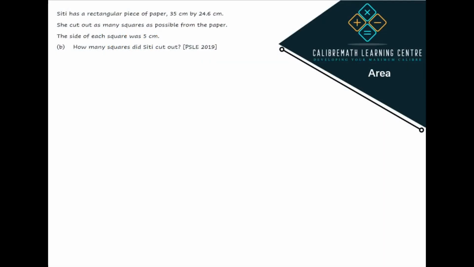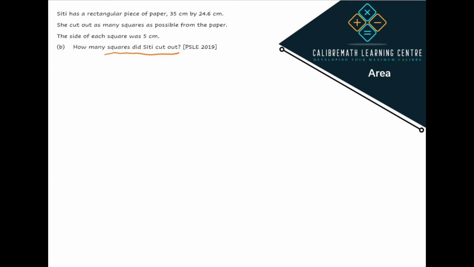Looking at another common mistake that students make for the topic of area. This question appeared in the PSLE paper in 2019, and we'll be looking at part B of this question, which is a common mistake that some students will make. Now let's take a look at this question first. Part B wants you to find the number of squares that CT cut out.